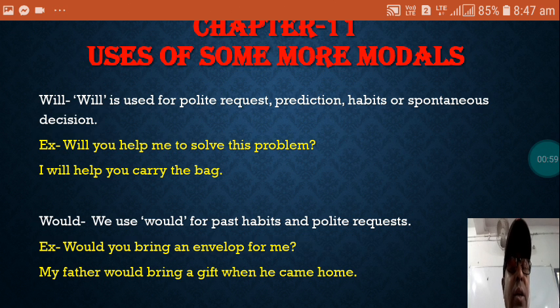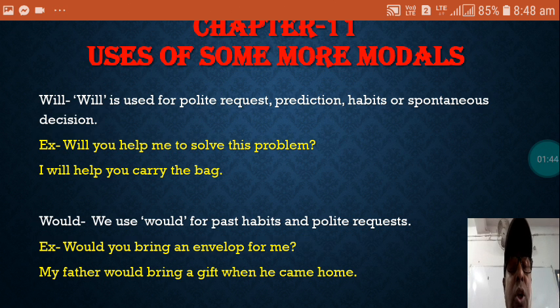Modals, as I said earlier, beautify our language. The usage of modals makes English impressive and influencing. So let us see some more uses of modals. First of all is will. Will is used for polite request, prediction, to show something is likely to happen, habits, or a spontaneous decision. There are various uses you have seen here.